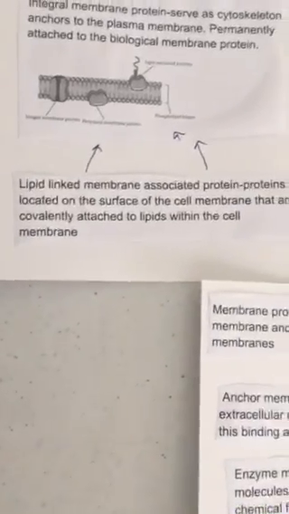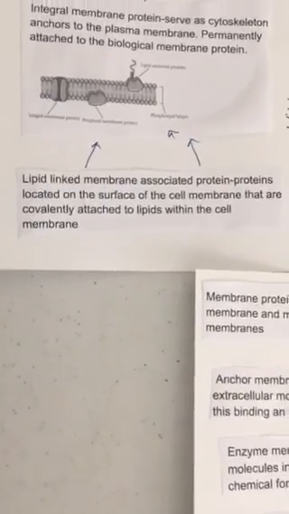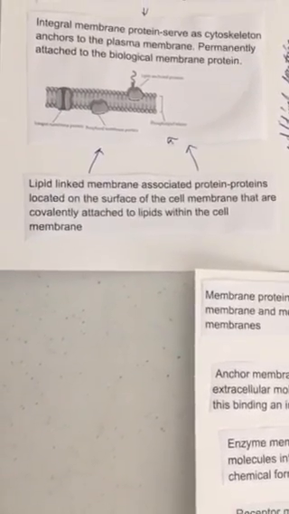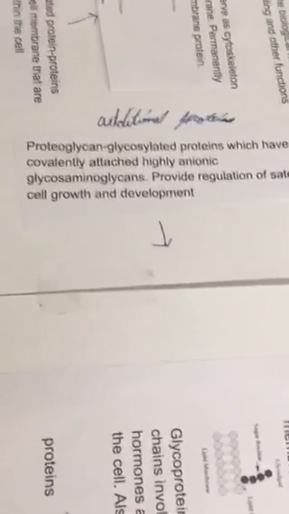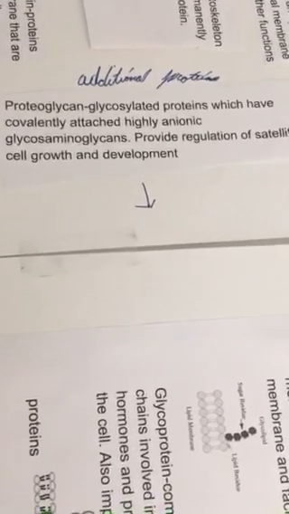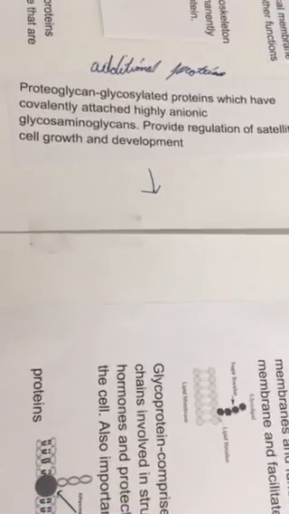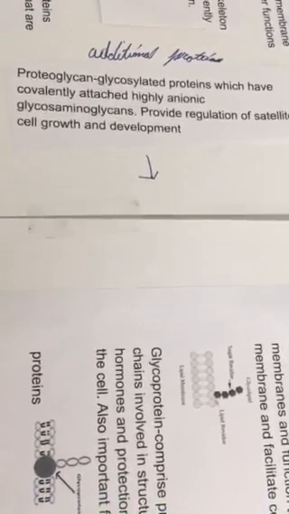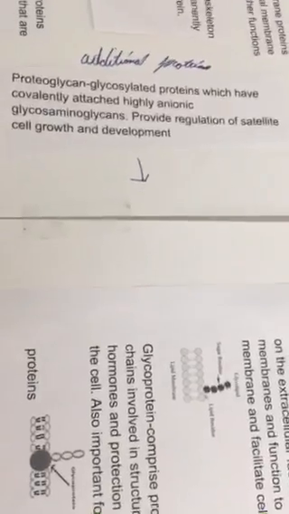Lipid-linked membrane associated proteins are proteins located on the surface of the cell membrane that are covalently attached to the lipids within the cell. Then we have a section talking about additional proteins, which I'll expand on, starting with proteoglycan: glycosylated proteins, which have covalently attached, highly anionic glycosaminoglycans and provide regulation of satellite cell growth and development.